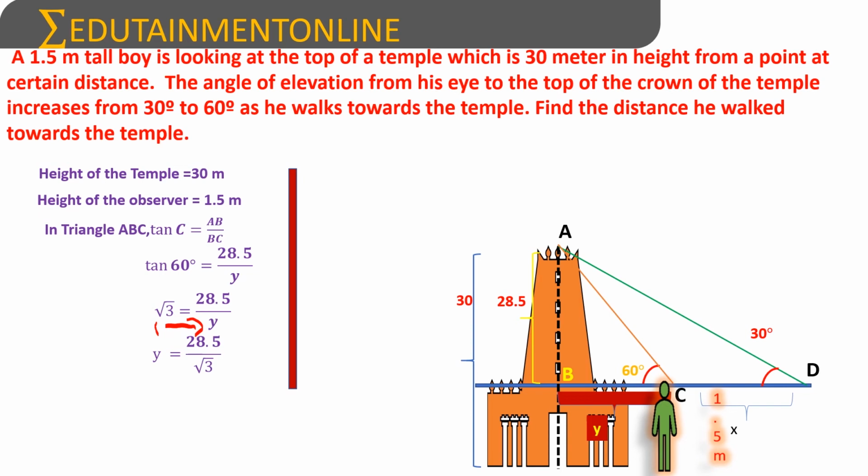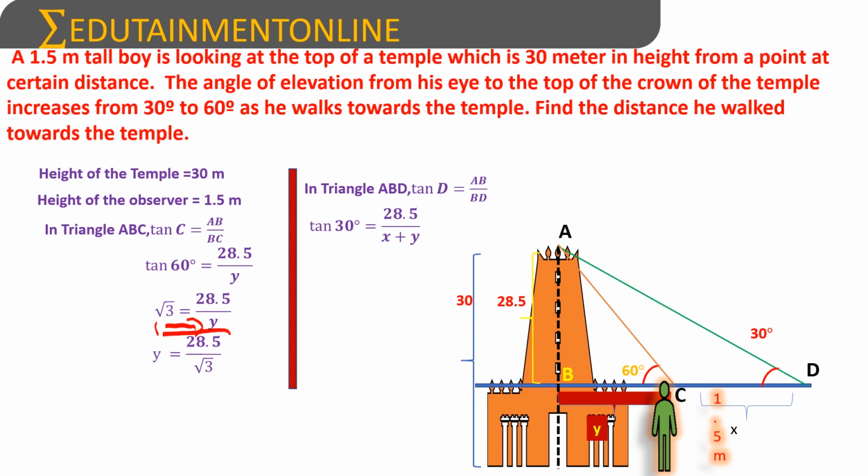Now let us take the big triangle, which is ABD. In triangle ABD, tan D is equal to the opposite side. The opposite side to this angle is AB and the adjacent side is BD. BD is nothing but BC plus CD, which is x plus y. We know that tan 30 degrees is equal to 1 by root 3. So 1 by root 3 is equal to 28.5 by x plus y.